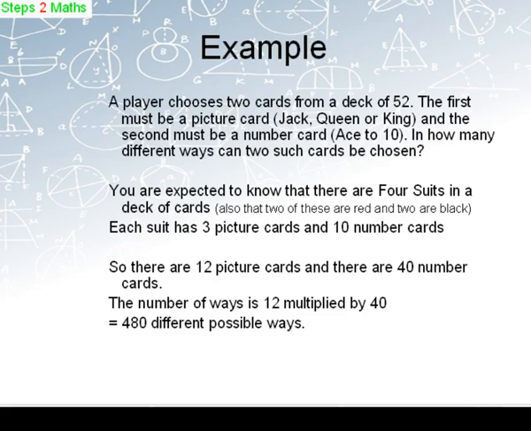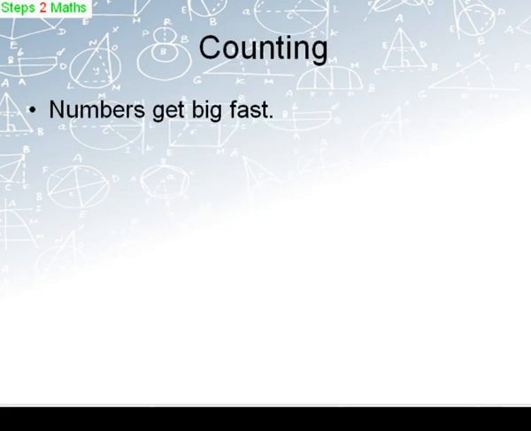So, from the fundamental principle of counting, the number of ways you can pick a picture card followed by a number card is 12 ways that you can pick the first card, multiplied by the 40 ways that you can pick the second card, for a total of 480 possible ways to pick a picture card and a number card. Okay, so that's counting. And as you can see, if you're multiplying, numbers get big quite fast. But that's our first exercise. You just have to count up how many times something will happen using the fundamental principle of counting.